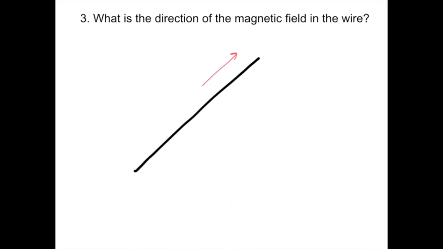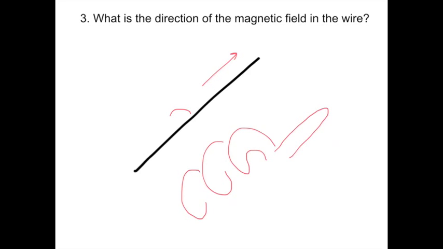Number 3. What is the direction of the magnetic field in the wire? So in this case, we're using the right-hand rule again, where your thumb is pointing up this way in the direction of the current. This time, your fingers would wrap around this way, meaning that the magnetic field is moving in this direction around the wire.